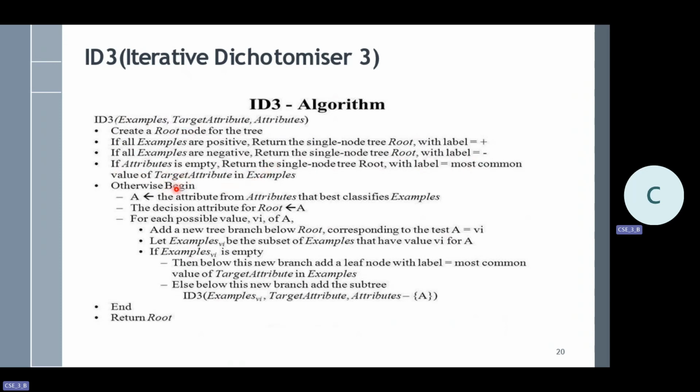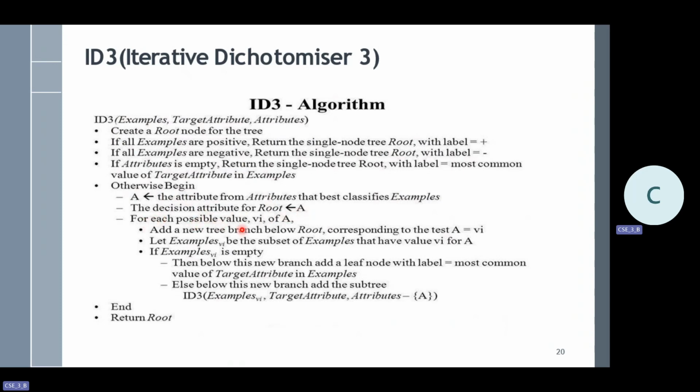Otherwise, if this is not the case, we begin by selecting the attribute from the attribute set that best classifies the examples. That depends upon the attribute selection measure. So we use the entropy and then the information gain, and then we select the attribute. So now the decision attribute for the root is the attribute we have chosen.